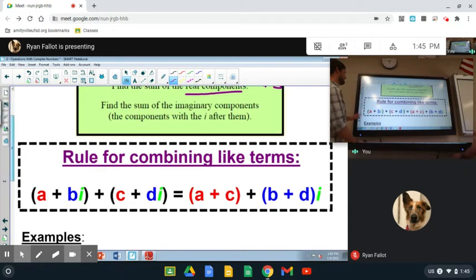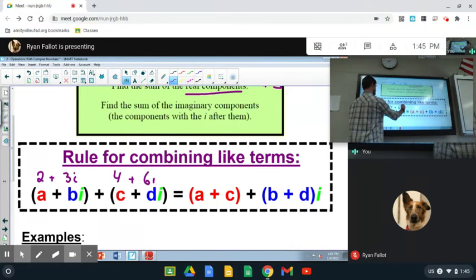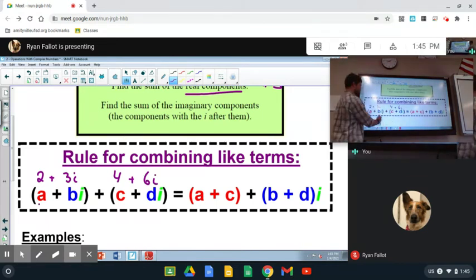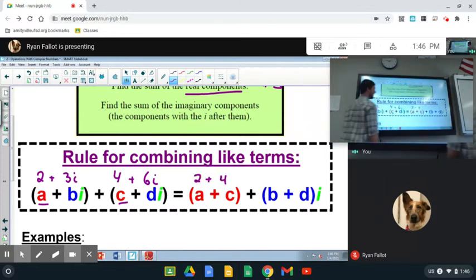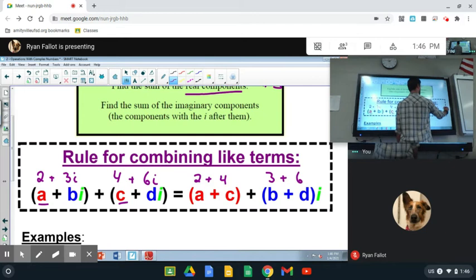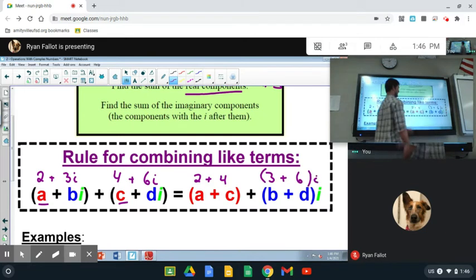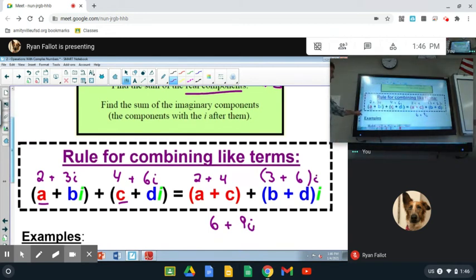If we had a really easy example, we would add the C and the A first. Well, C and A are just the numbers 2 and 4, so this would be 2 plus 4. Then we would add the B and D, the things that are in front of the i's. This would be 3 plus 6. And the letter i would just show up in the back. This is going to be 6 plus 9i. Wow, that was easy.